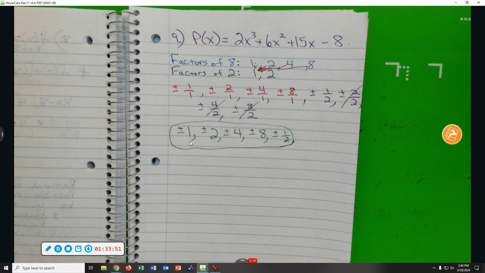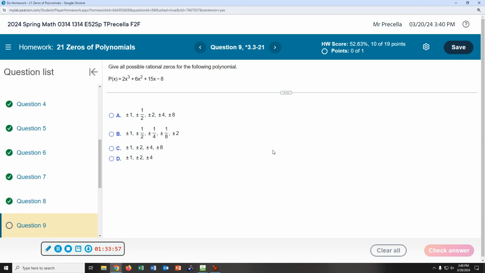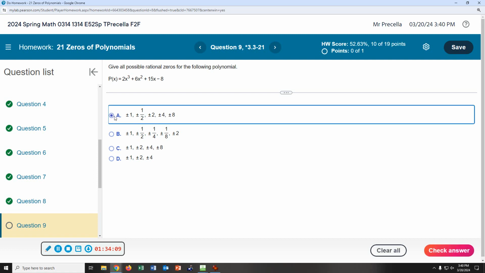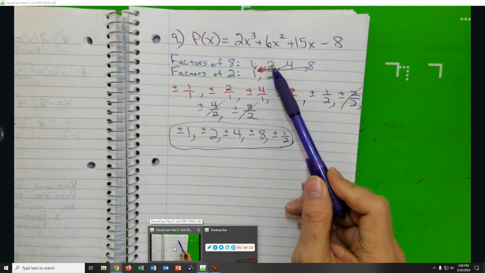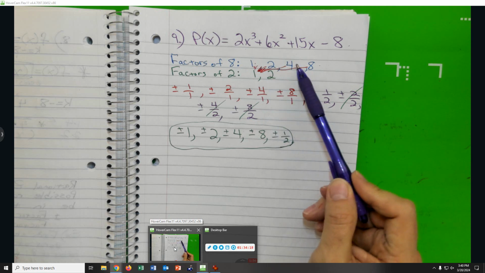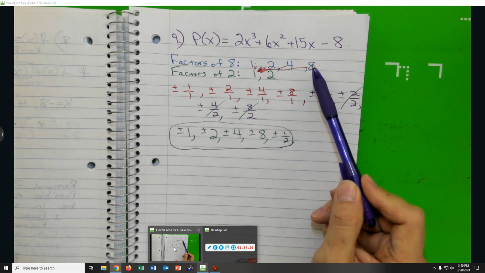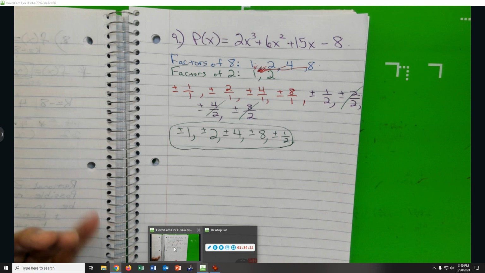Now, the order here doesn't matter, so look. Okay, so 1, 2, 4, 8. So the only fraction is a half. Which one is it? A. Is it A? 1, 2, 4, 8. So they put a half right here. I know what they do. What they do is they're taking 1, put it over 1, 2. Take 2, put it over 1, 2. 4 over 1, 2, 8 over 1, 2, which is just as right.